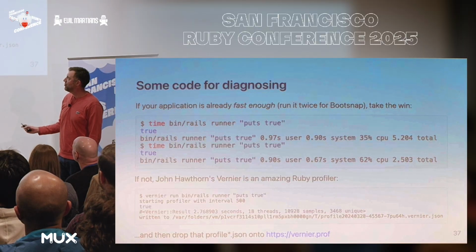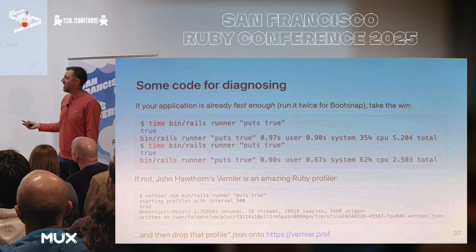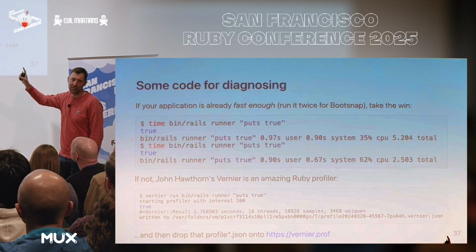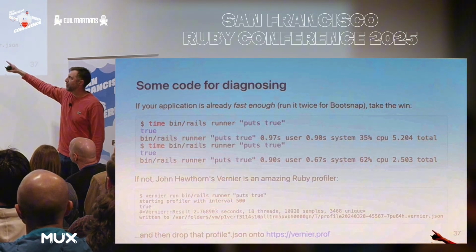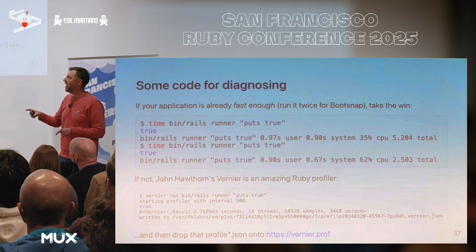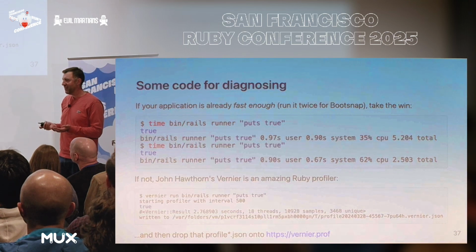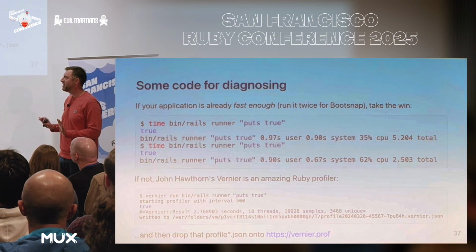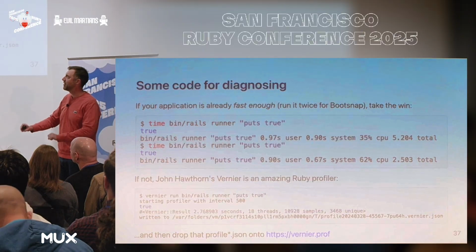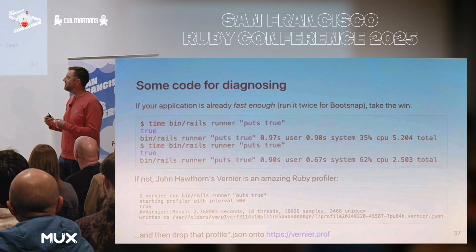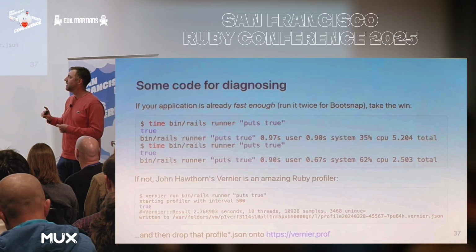Just to show you some stuff to do, first off, just profile your application. Rails runner puts true does the simplest thing of just booting your application, putsing true and exiting. So if it's already loading in 1 or 2 seconds and you think that's fast enough, just take the win. This isn't something where you must always make it go faster. But I think most applications that I've seen could go faster.